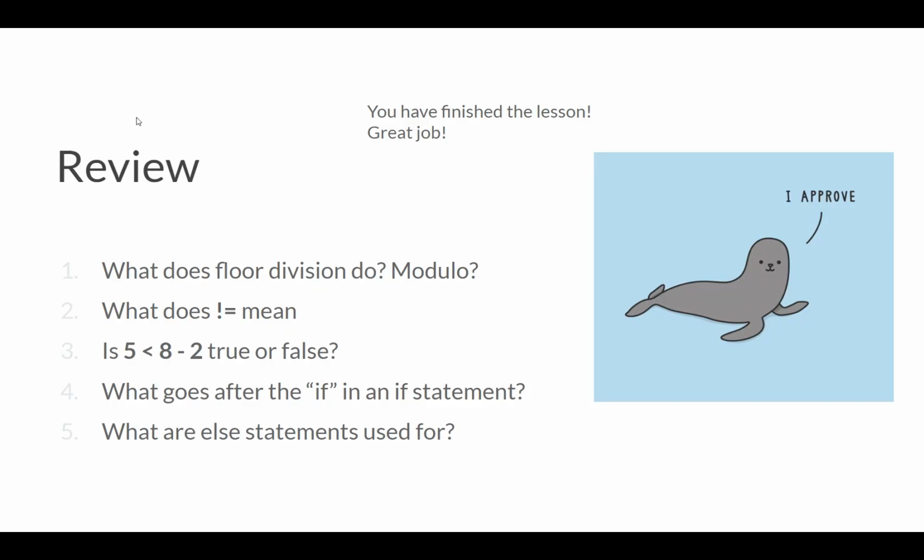And then a quick review while you guys are working on that. This is the end of the lesson, so do you know what floor division does, the slash slash, and modulo, the percent? If you remember what modulo does, how can you check if a number is odd or even? What does exclamation point equals mean? Is 5 less than 8 minus 2 true or false? If that was a boolean, what value would it return? And what goes after if in an if statement, and what are else statements used for?